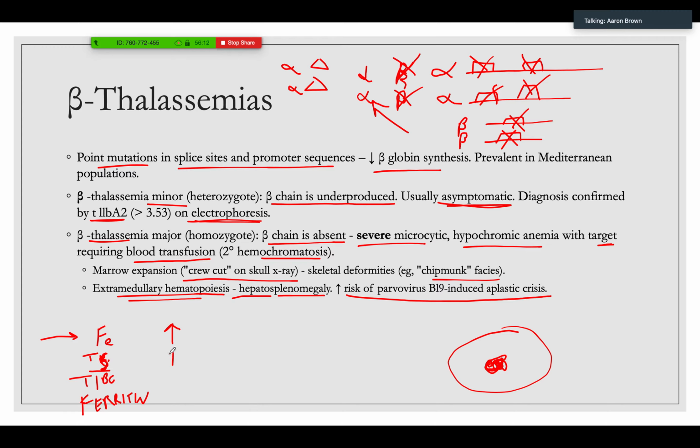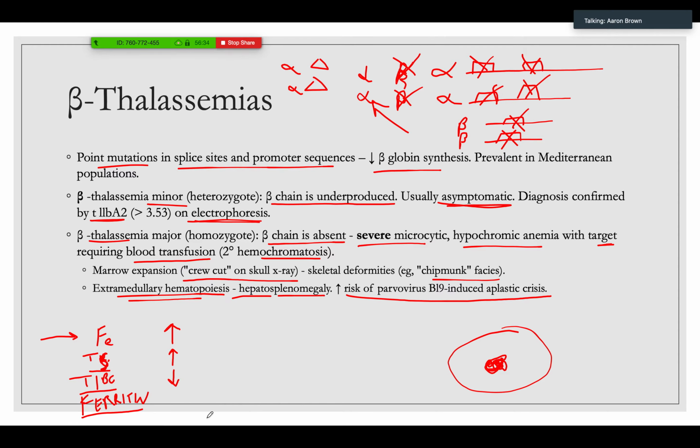They're going to be up too. I agree 100%. Total iron binding capacity. Right? Yep, you're absolutely right. Total iron binding capacity is low because we can't bind more iron. Okay? And last, what about our ferritin?